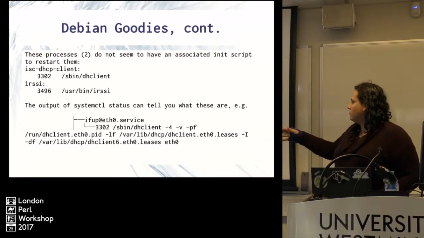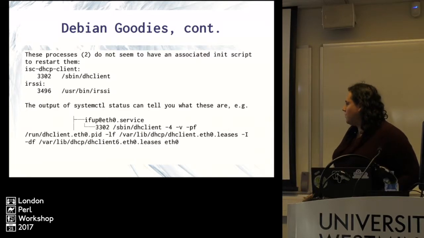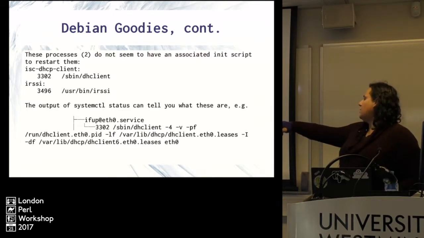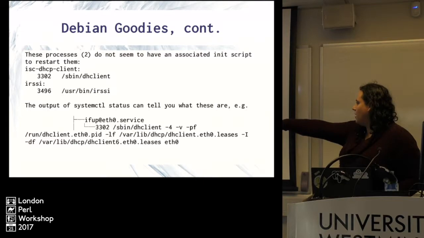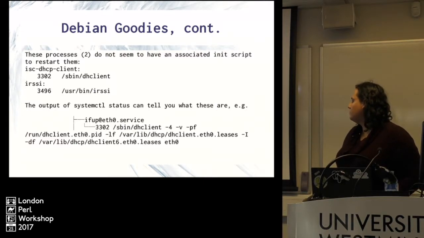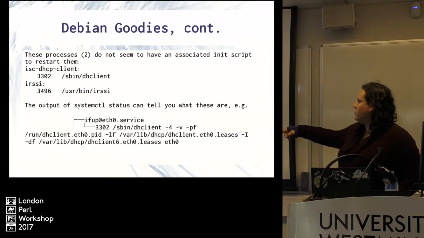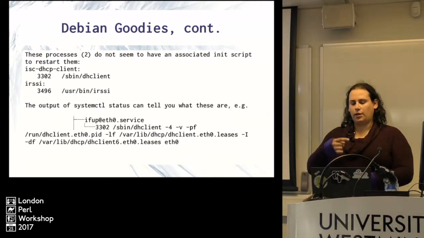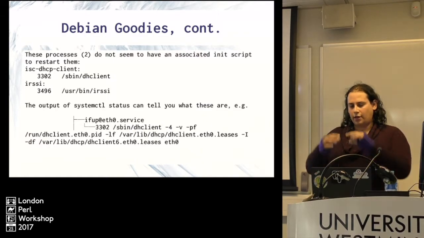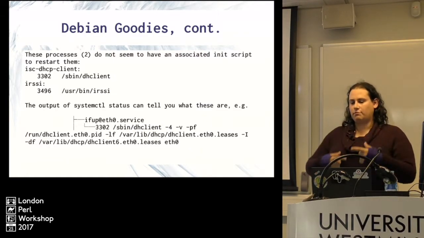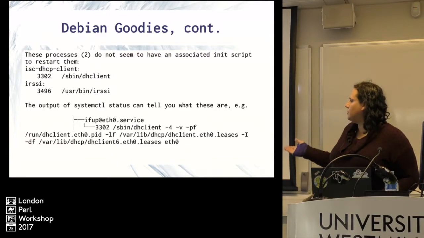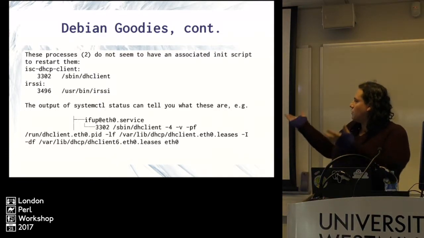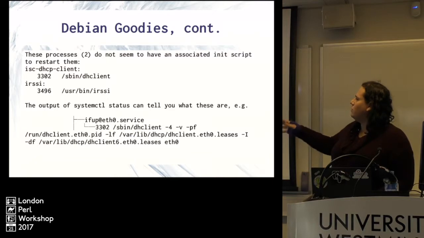So yeah, I have the systemd commands here. That's hanging off of the ifup eth0 service. So I know that if I want to restart the DH client, basically I can do systemctl restart networking, and it'll hang for a second and then come back on my SSH session, and then that'll be patched.